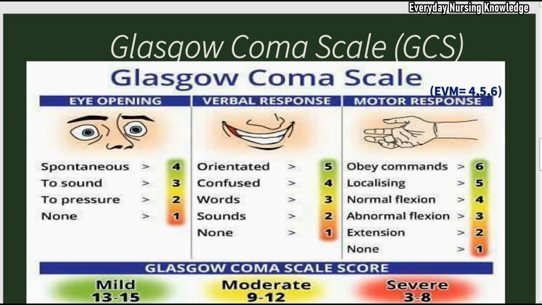And if the score is less than 15, let's say 13 to 14, that means patient has a mild brain injury. If the Glasgow Coma Scale score is between 9 to 12, that means patient has a moderate brain injury. If the score is less than 8, 3 to 8, that indicates patient has a severe brain injury. Now let's see how to assess the Glasgow Coma Scale in detail.